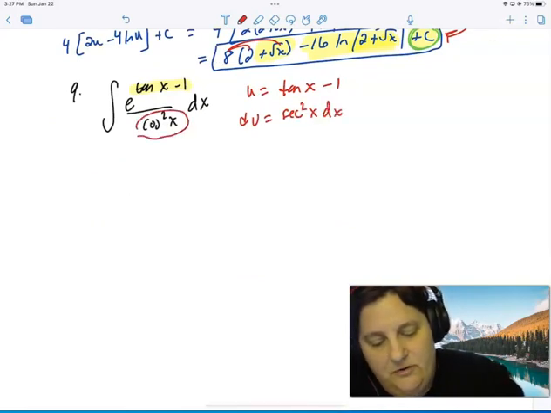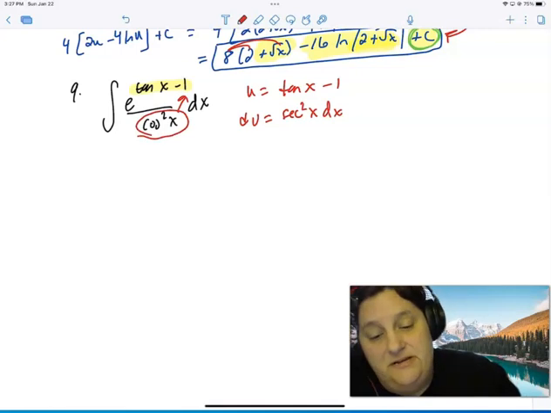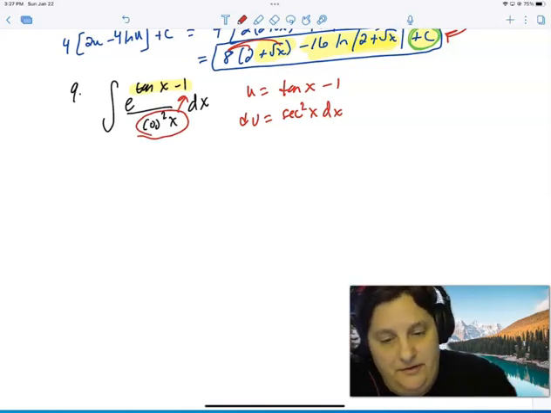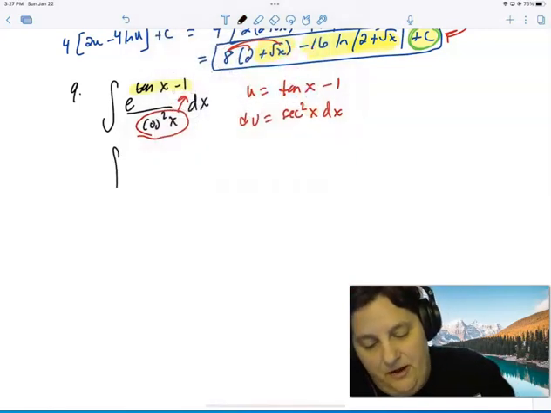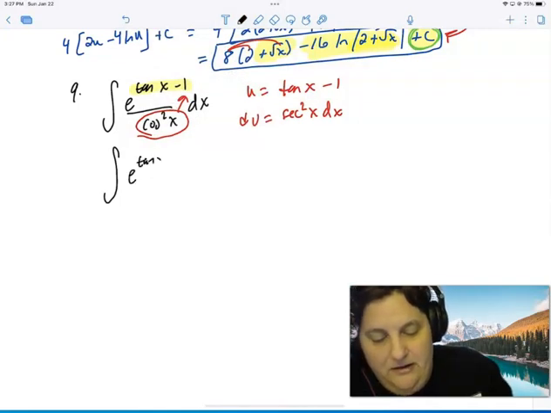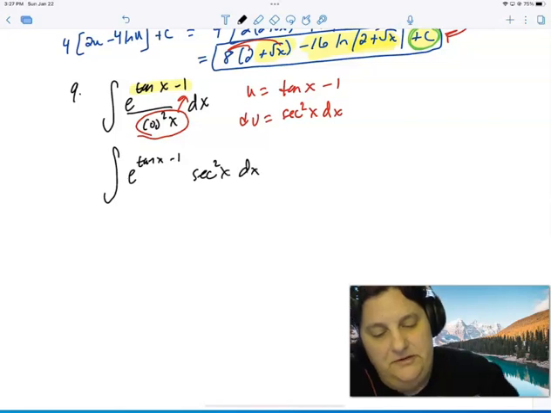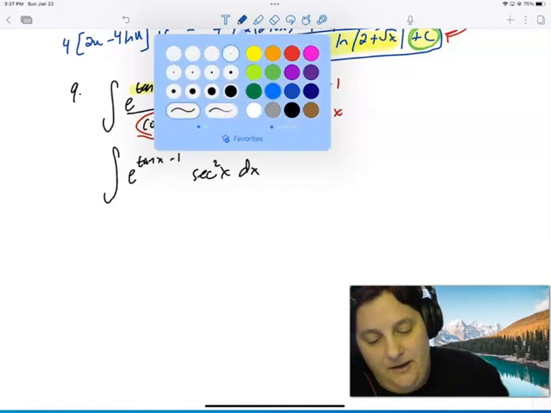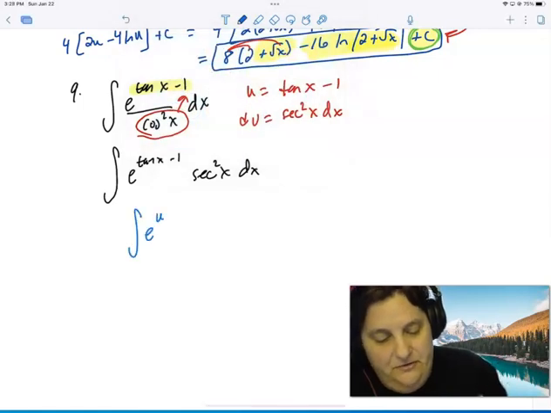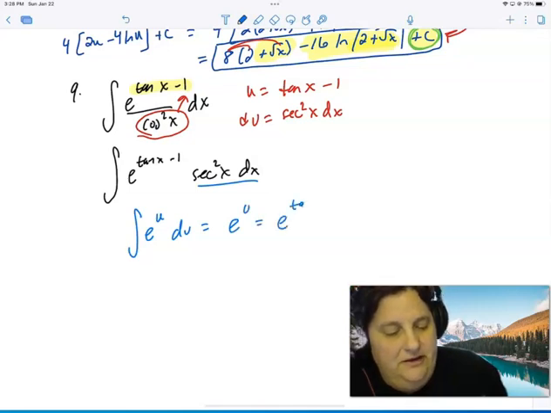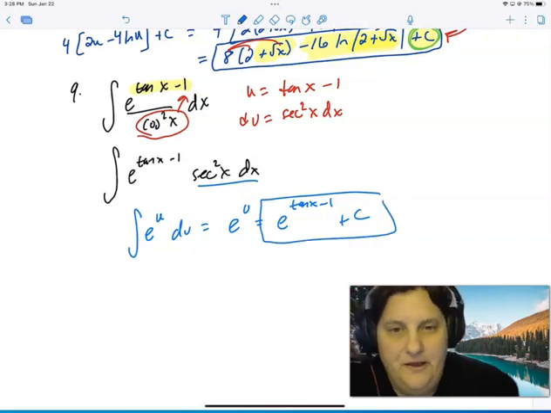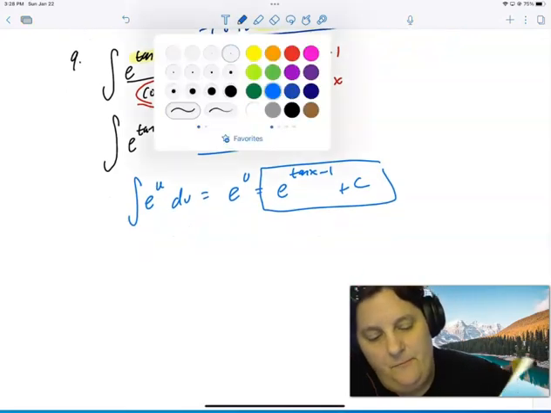And guess what? A cosine on the bottom is the exact same thing as a secant squared on the top. So this is the same problem as if I were integrating e to the tangent of x minus 1 secant squared x dx. Okay? And when I do my u sub, here's what this turns into. E to the u du. So it's e to the u, which is e to the tangent of x minus 1. Okay, so there's another u sub right there.